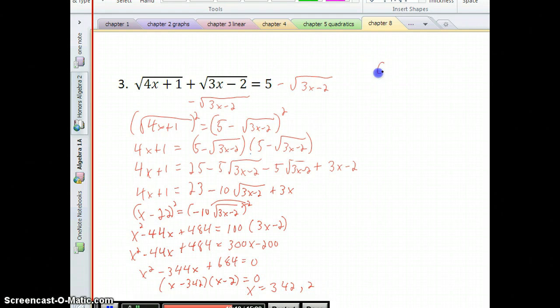So if we're going to plug these back in, I'm going to do this a little bit quicker with the 2. I'm going to check the 2 first because it's a little bit easier. In the first square root, we get 8 plus 1, so we get the square root of 9. In the second square root, we're going to get 6 minus 2, so that's the square root of 4, and that's supposed to equal 5. Well, 3 plus 2 does simplify to be 5. So 2 works.